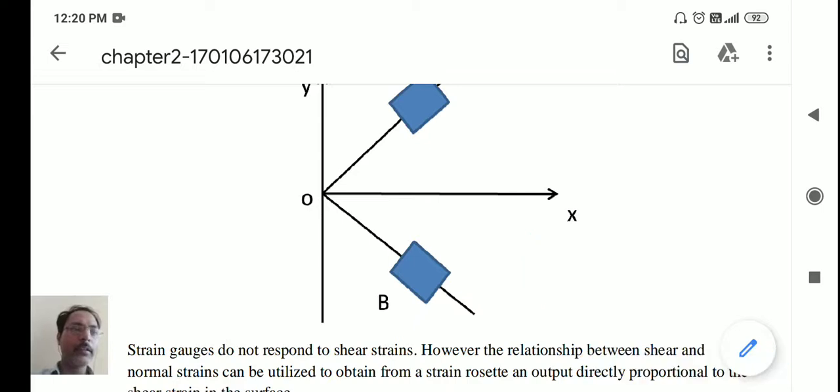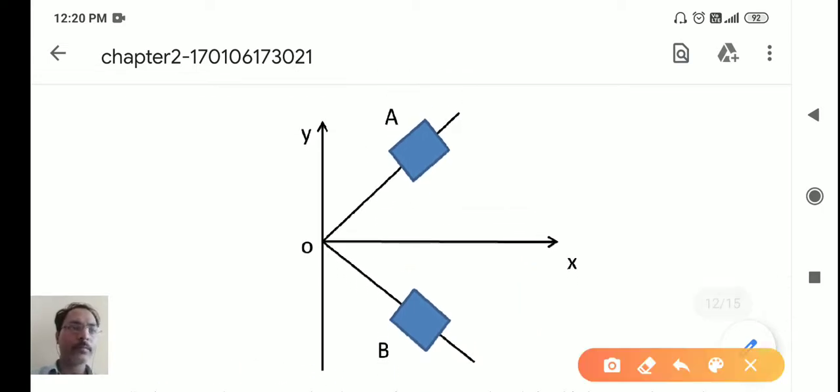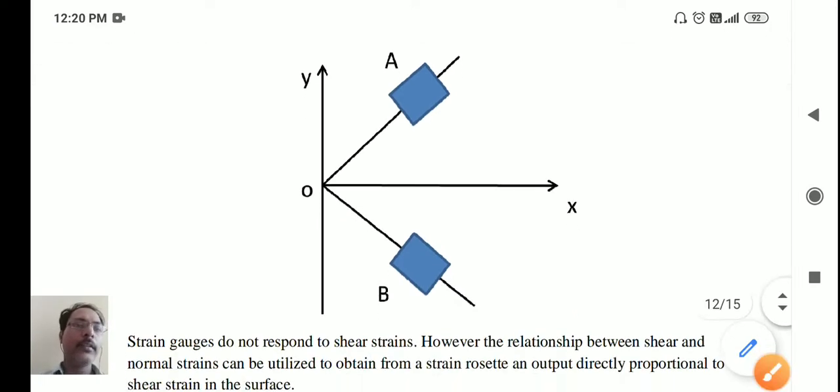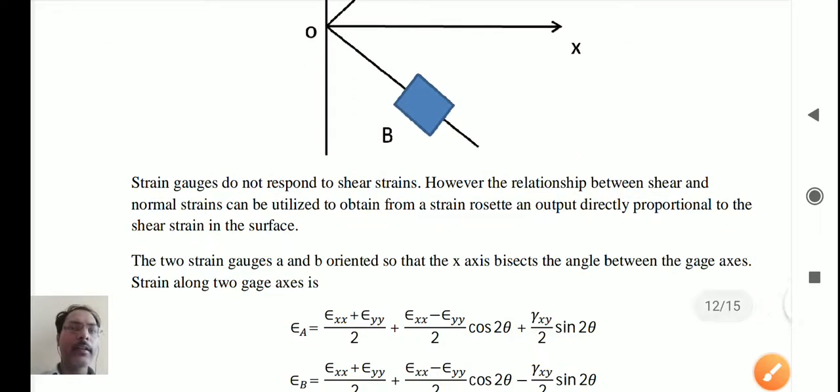So you can see here, this is a strain gauge. This is the A gauge and this is the B gauge. The A gauge and B gauge are oriented at some angle which is bisecting the x-axis. So this type of arrangement we are going to make, and we are going to determine the shear strain of any material. See here, the strain gauge does not respond to shear strains.